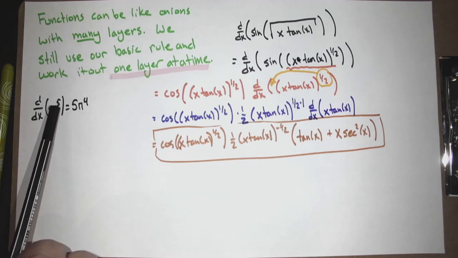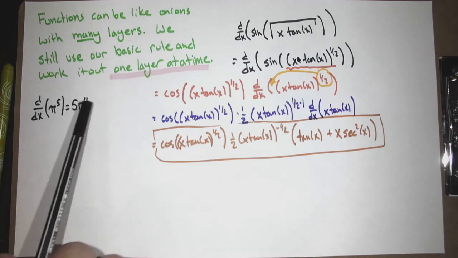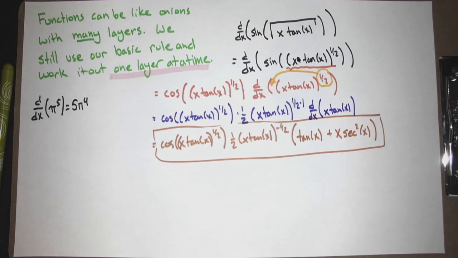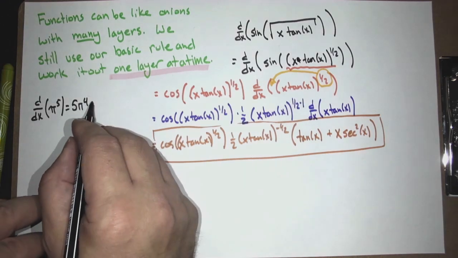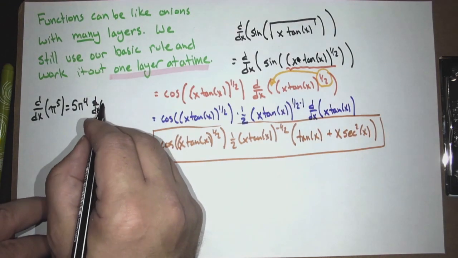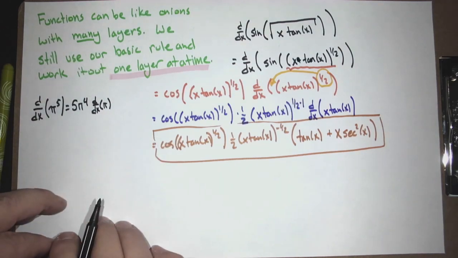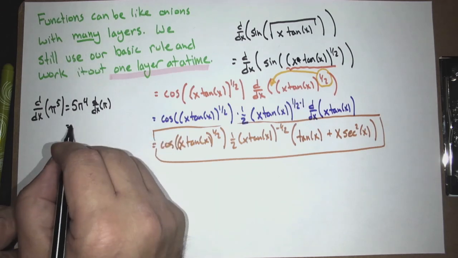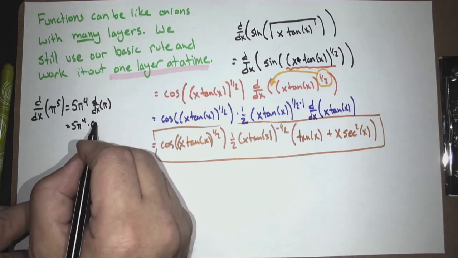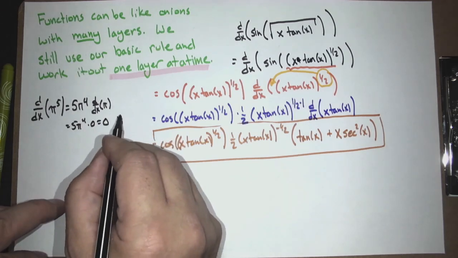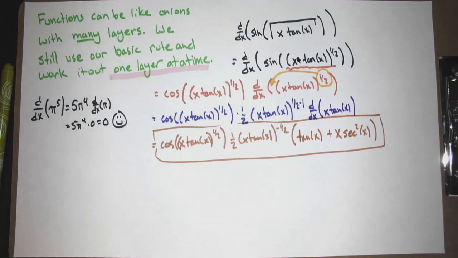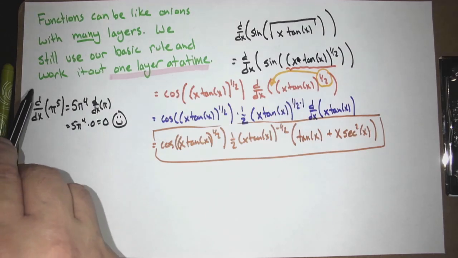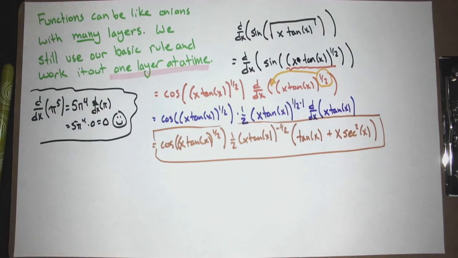Because I see a power, the power comes down, and I subtract 1 from the power. And then what do I need to do? Multiply by the derivative of the inside, right? But what's the derivative of pi? 0. So it is 5 pi to the fourth, but it's 5 pi to the fourth times 0. So, yay, consistency. When you thought about it as 5 pi to the fourth, you weren't completely wrong. You were just forgetting the chain rule. Okay, all right. Should we try another one?